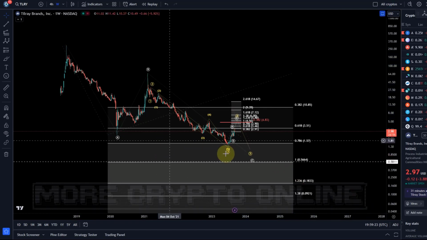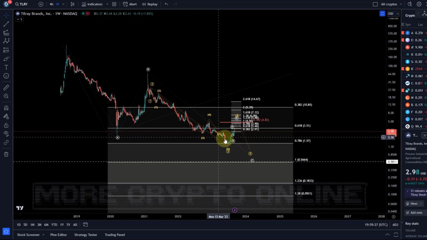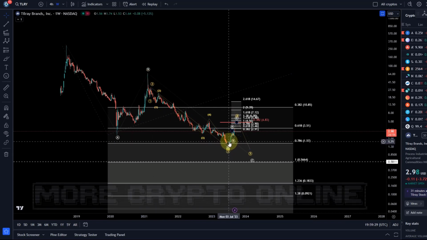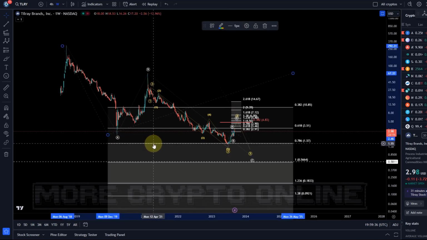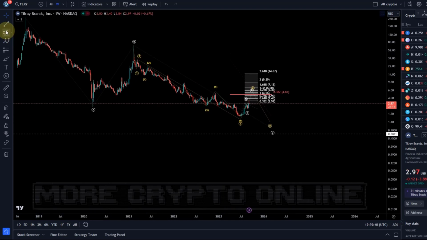There are other things to consider. It reacted so far to the 78.6 extension. From an extension point of view, it has done enough. You'd normally say the minimum you want in a C wave is that it goes below the A wave low, and it has done that. But the 1-to-1 ratio is a very common one. Now, another way of calculating a target would be to take the, I can't do that because I haven't got the top in place for wave 4.